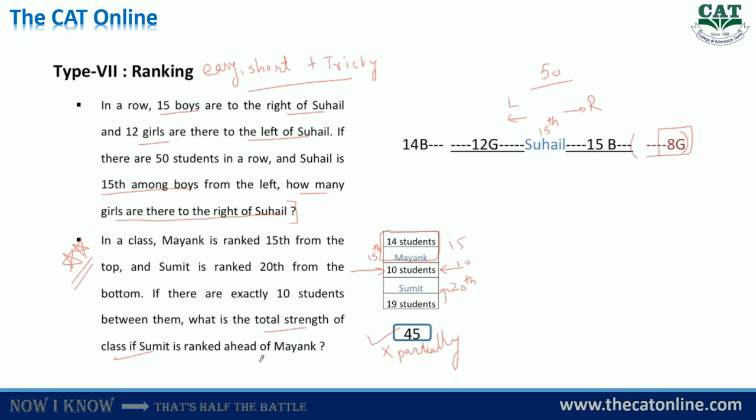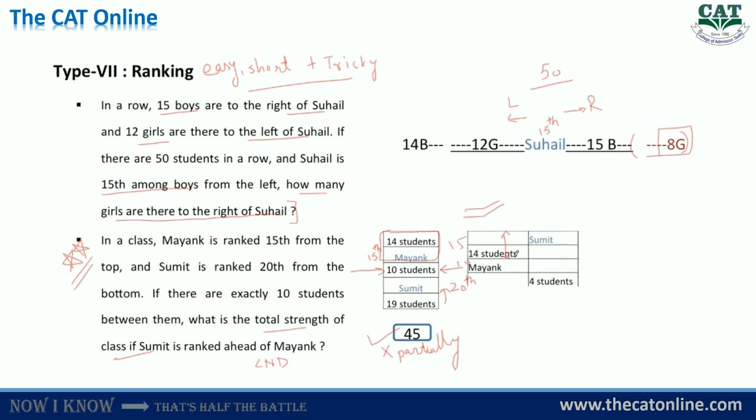The correct answer to this question is cannot be determined, as there are two possible cases. Here you have assumed that Mayank is ranked ahead of Sumit, which is not mentioned anywhere in the question. There could be another scenario wherein Sumit is ranked above Mayank. If Mayank is ranked 15th from the top, then Sumit is one amongst those 15 kids. Of the 15 students that are above Mayank, Sumit is one of them. Do not leave this possibility. This is the most important case.